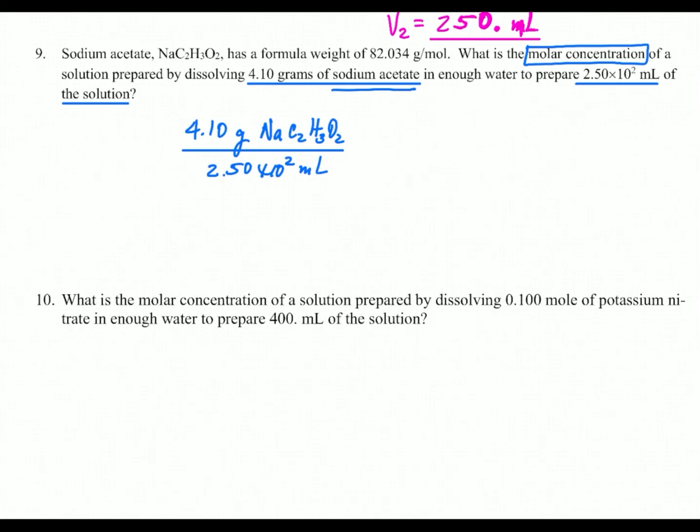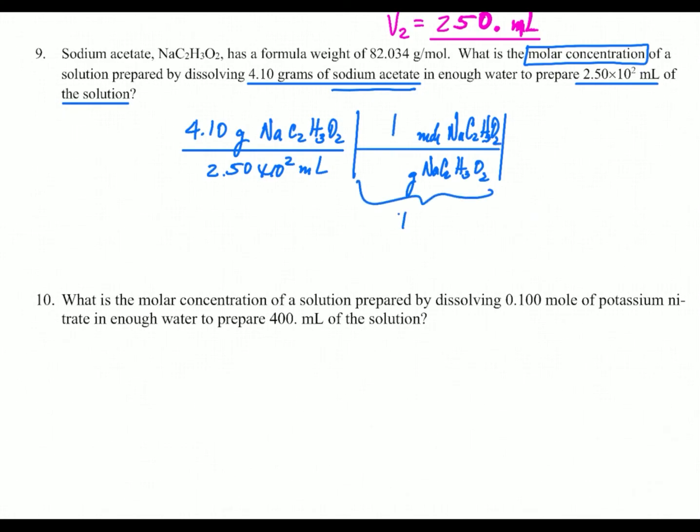So you need to get to molar concentration. So you need moles on the top, liters on the bottom. So you've got 2 steps to do. You need to go from grams of NaC2H3O2 to moles. When you run to the periodic table and you add all that up, you're going to get what it gave you in the problem, 82.034.